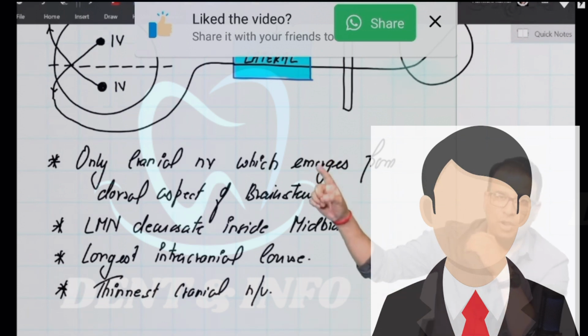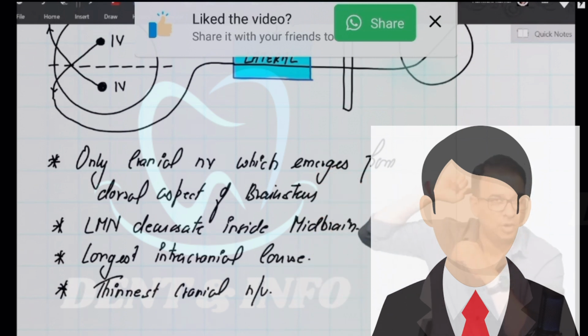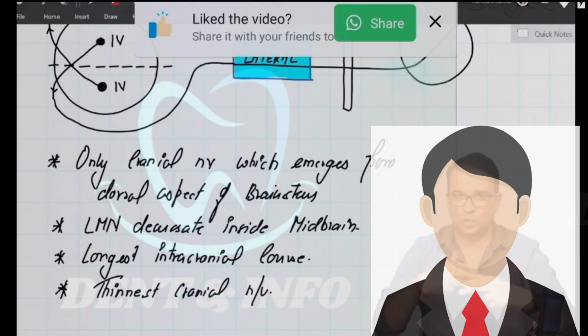So these are the 4 important points to remember, and they all could be questions, guys. Only cranial nerve coming from the dorsal aspect of the brainstem. The nerve in which the lower motor neuron decussates inside the midbrain. The nerve having the longest course inside the cranial cavity. And also the thinnest cranial nerve. So that's about the fourth nerve.